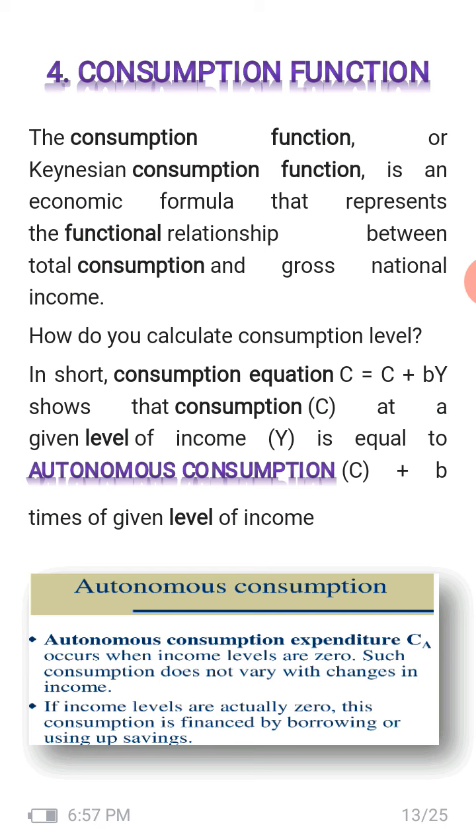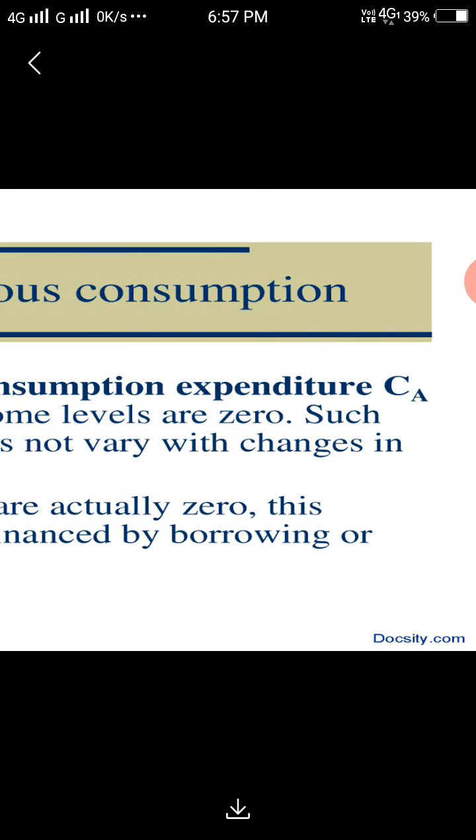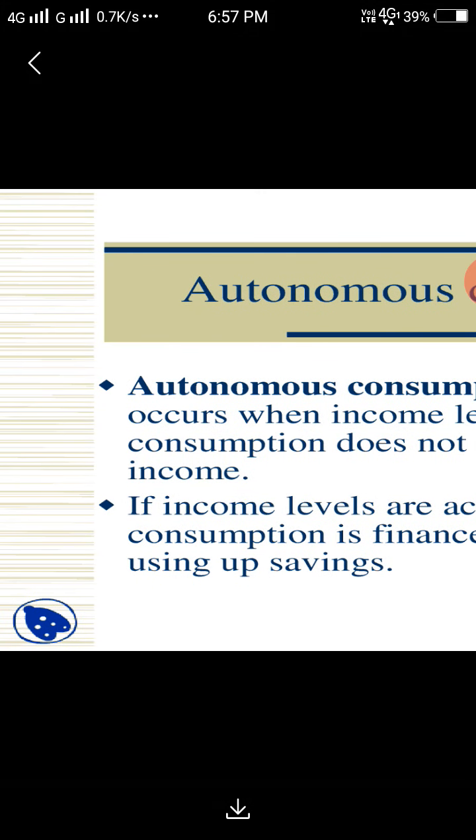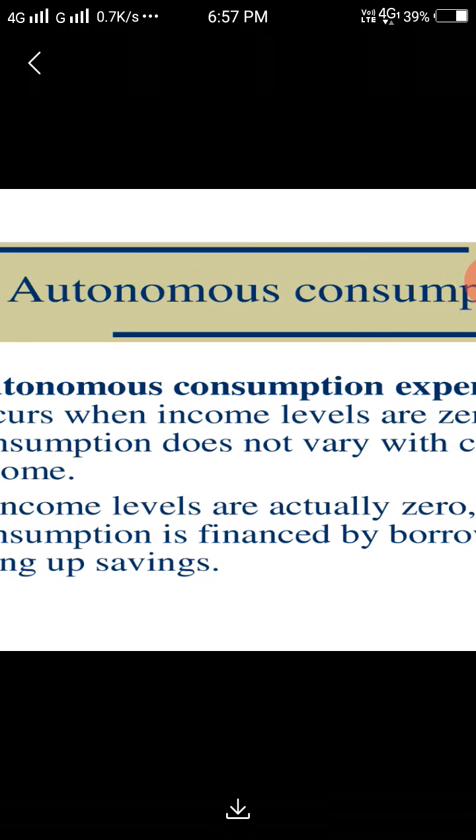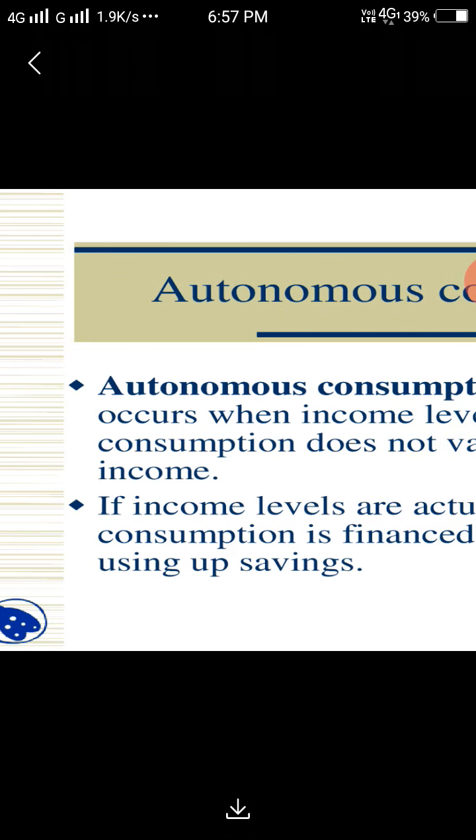In short, the consumption equation is C equal to C plus BY. So consumption C at a given level of income Y is equal to autonomous consumption, called C, where the income is 0, plus B times the given level of income. Autonomous consumption expenditure occurs when the income level is 0, that is, when Y equals 0. Such consumption does not vary with change in income.